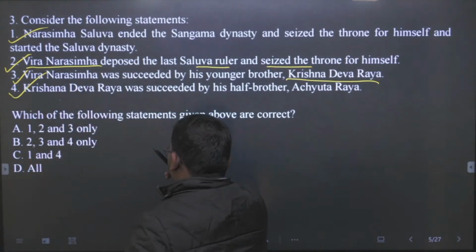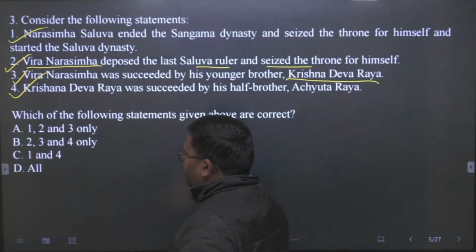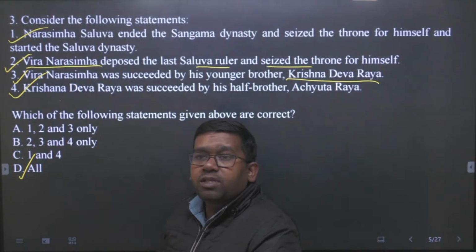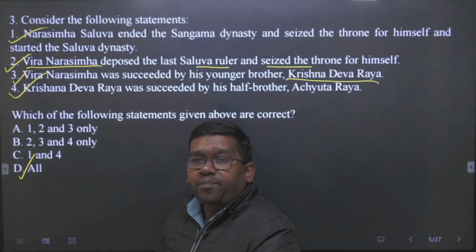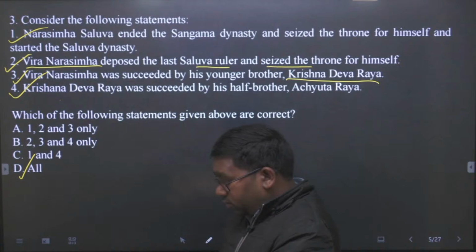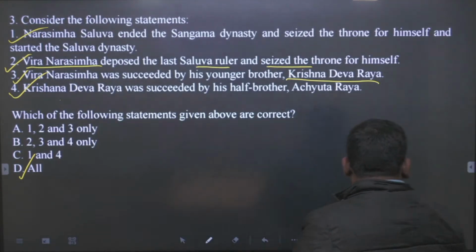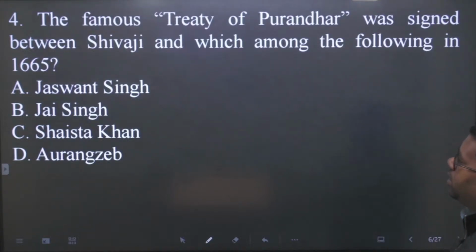So all of the statements are from the Vijayanagara state, and all of the statements in this question are true. In this question, all the statements are correct. Okay, all right. So let us discuss the next question. The question is: the famous Treaty of Purandar was signed between Shivaji and which of the following in 1665?